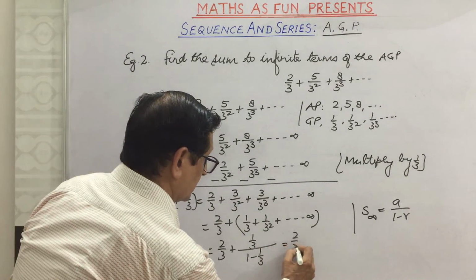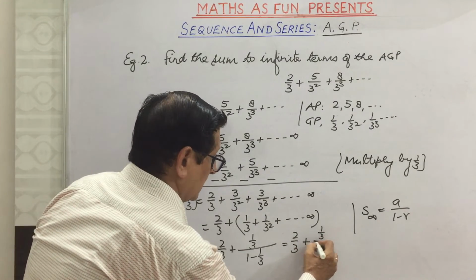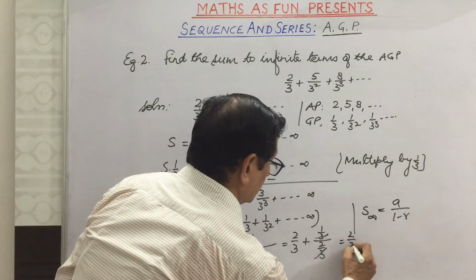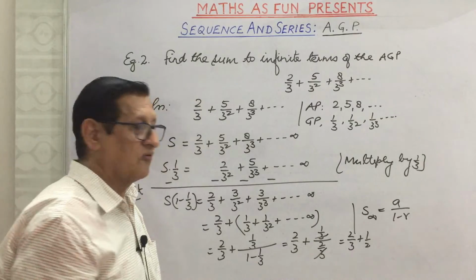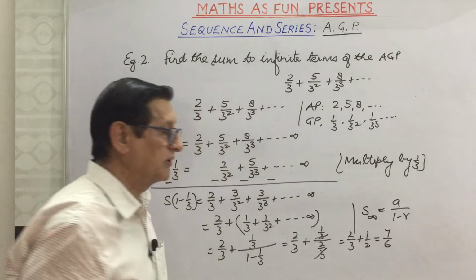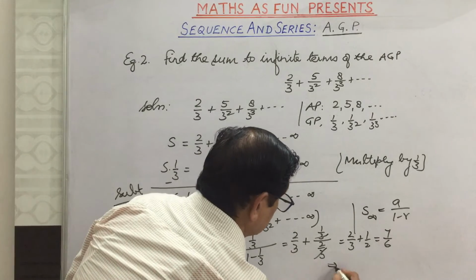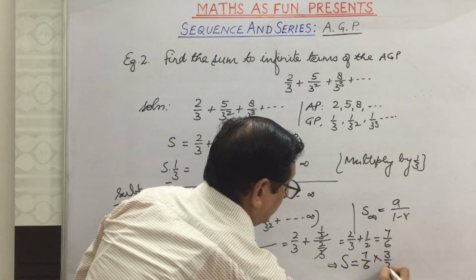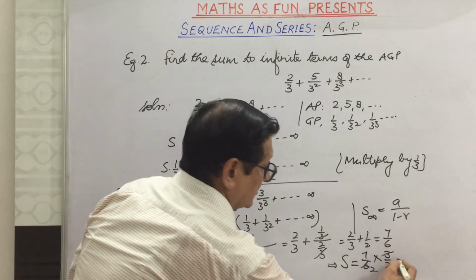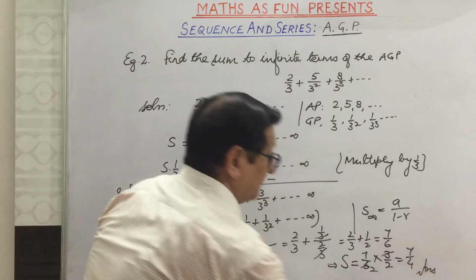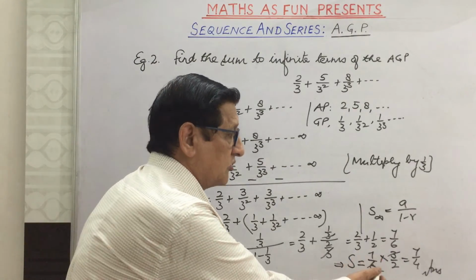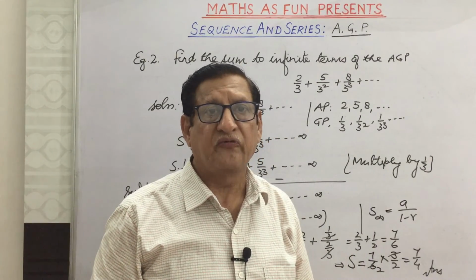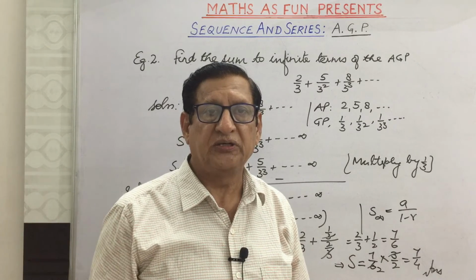This is 2 upon 3 plus 1 upon 3 upon 2 upon 3, 3 cancel. So this comes as 2 upon 3 plus 1 upon 2, which comes as 7 upon 6 on simplification. So we are getting the sum of infinite terms as 7 upon 6 into 3 upon 2. This is 3, 2 is 6, so this comes as 7 upon 4. This is the sum of the given AGP. Like this we can find out the sum to n terms or sum to infinite terms of a given AGP.